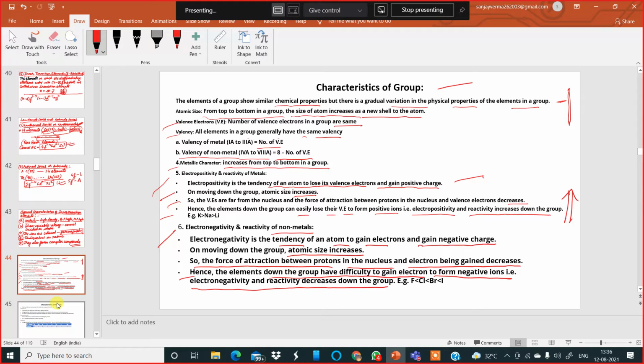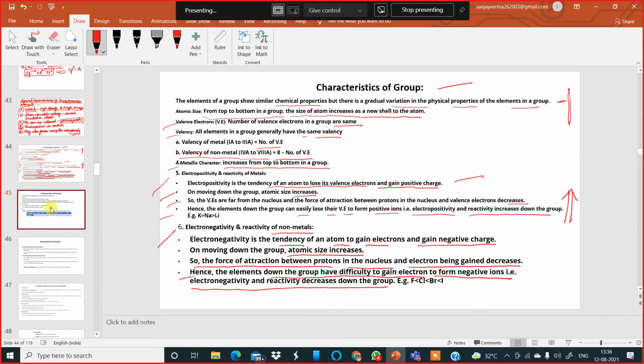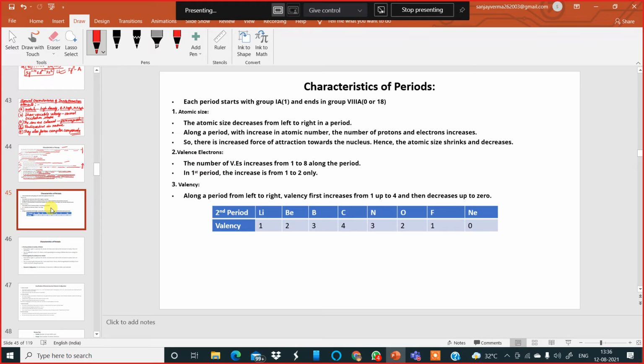Now, let's have a look at the next slide. The characteristics of periods. I have summarized the characteristics of groups and periods very briefly. Whatever is required, only that I have put over here. That makes this PowerPoint presentation and the video very, very important. So please make a note of that.